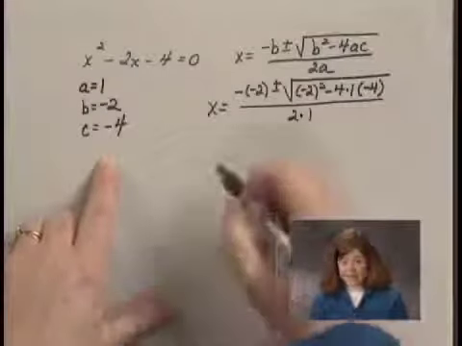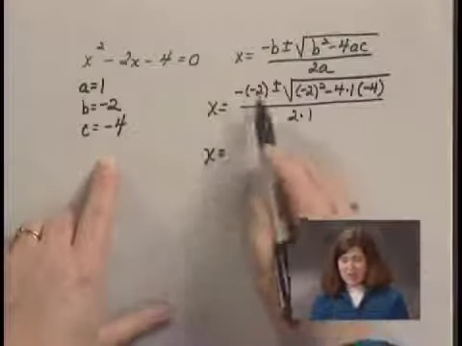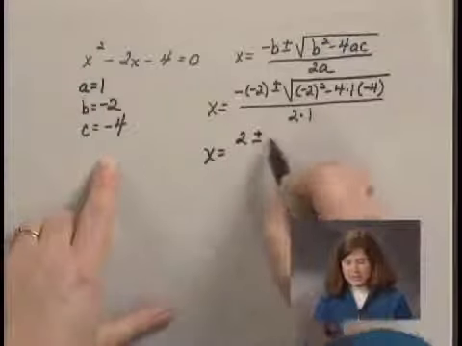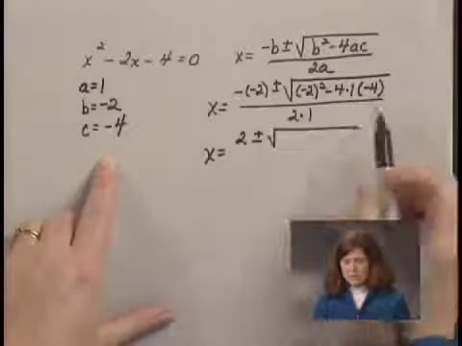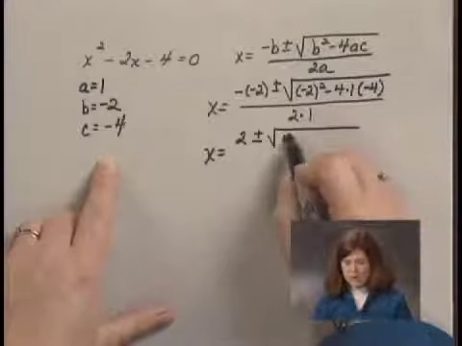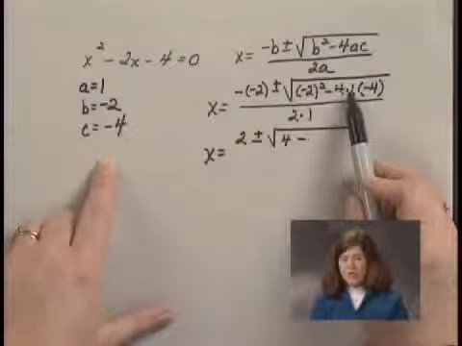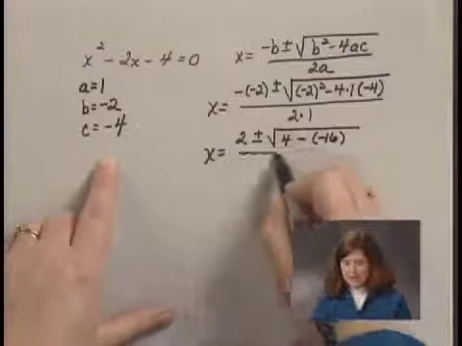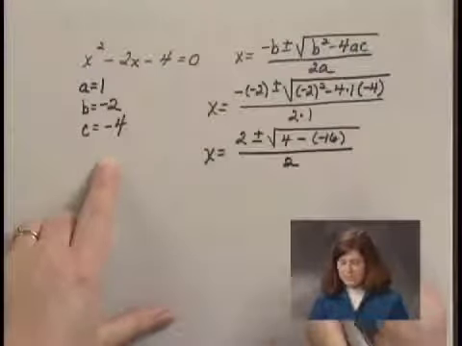Now I need to simplify. I simplify by taking the opposite of negative 2, which is 2, plus or minus the square root of negative 2 squared, which is 4, minus 4 times 1 times negative 4, which is negative 16. And that's all over 2 times 1.